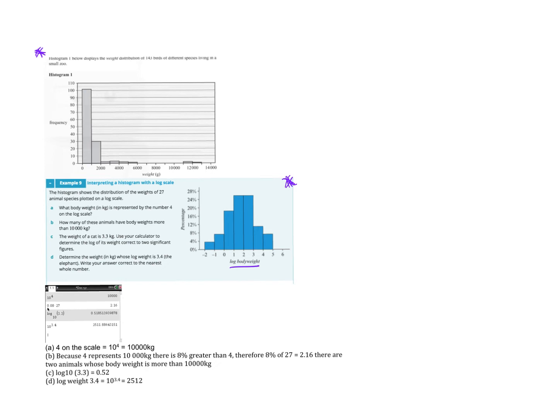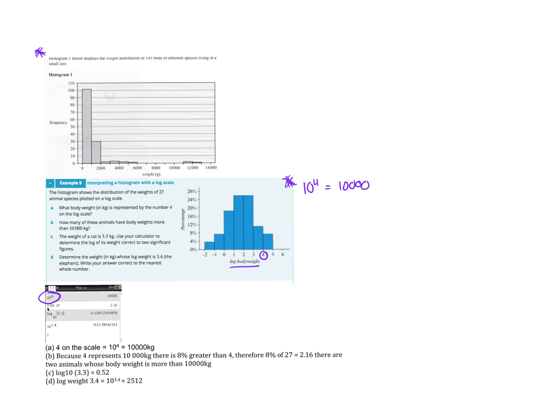It says, what body weight in kilograms is represented by a number 4 on a log scale? When you see a 4 on a log scale, it means 10 to the power of 4, which means 10,000. You can pop it in your calculator, and I'm showing you down here how you can just do it on the calculator if you like.